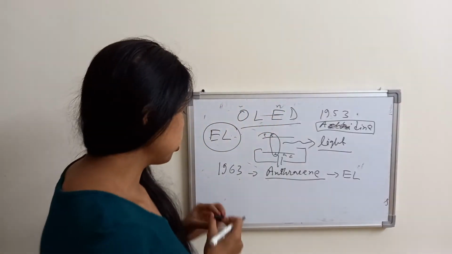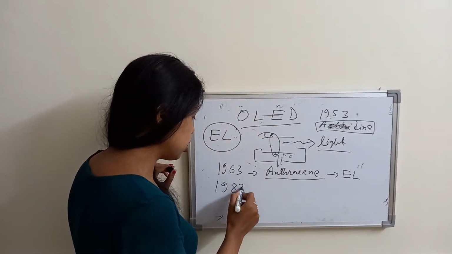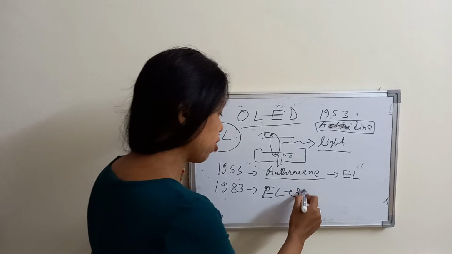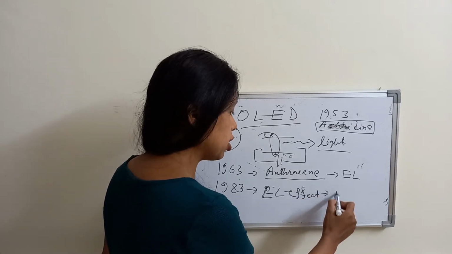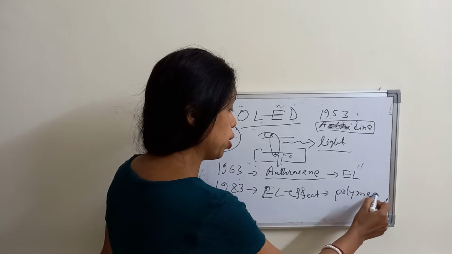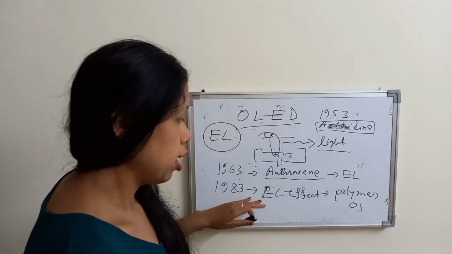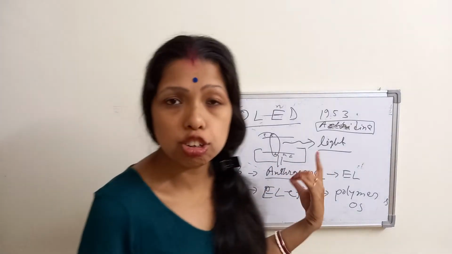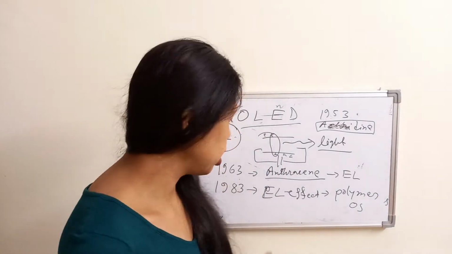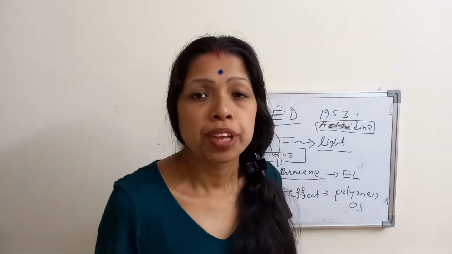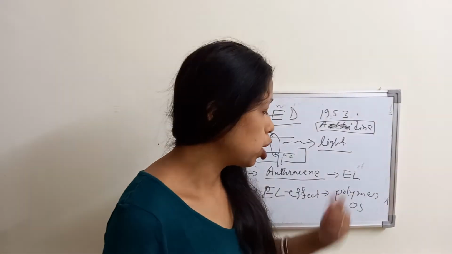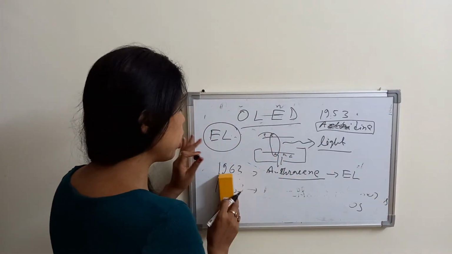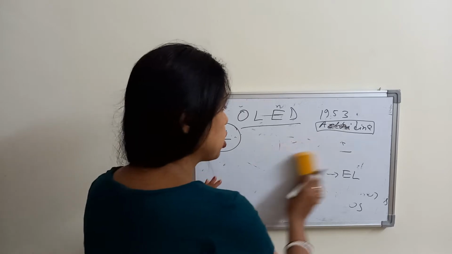After that, in the year 1983, the electroluminescence effect was discovered inside polymers. So the electroluminescence effect was first discovered in small molecule materials such as acridine and anthracene, and then in 1983 the same effect was found in polymers. That is what I told, that the OLED is driven by the electroluminescence effect.